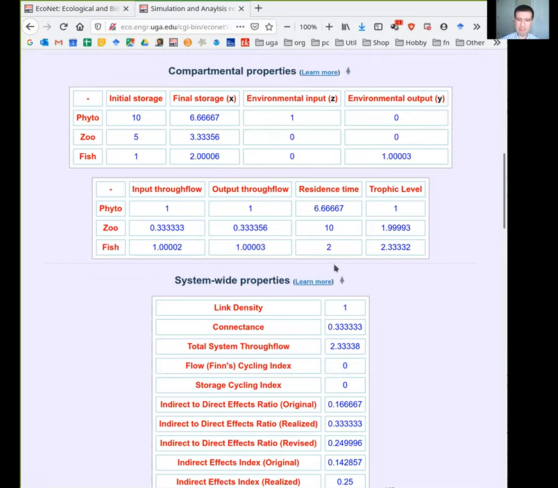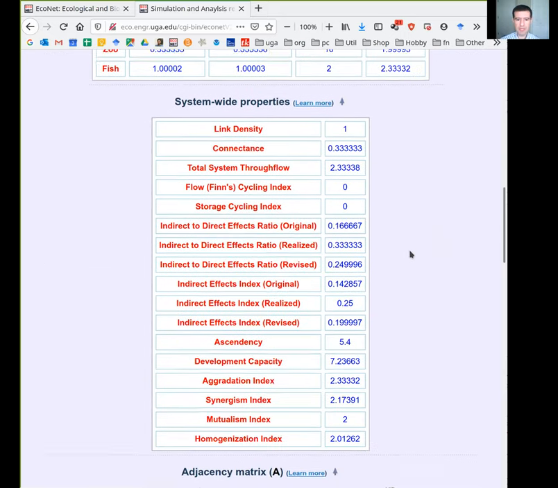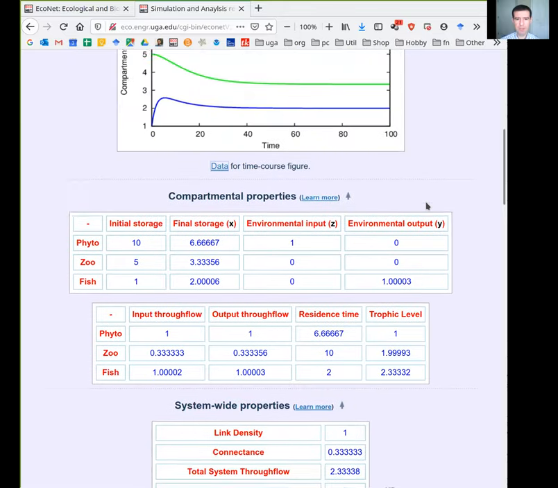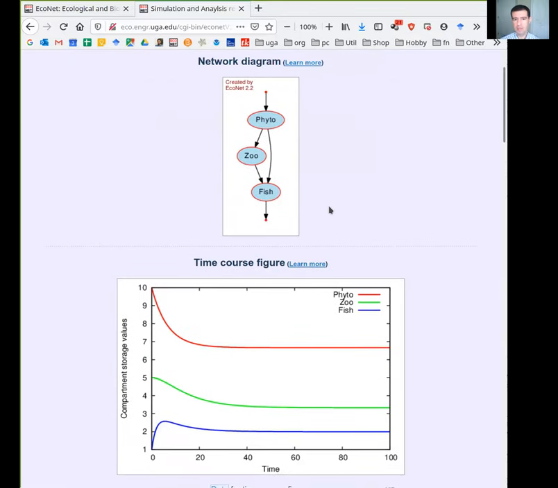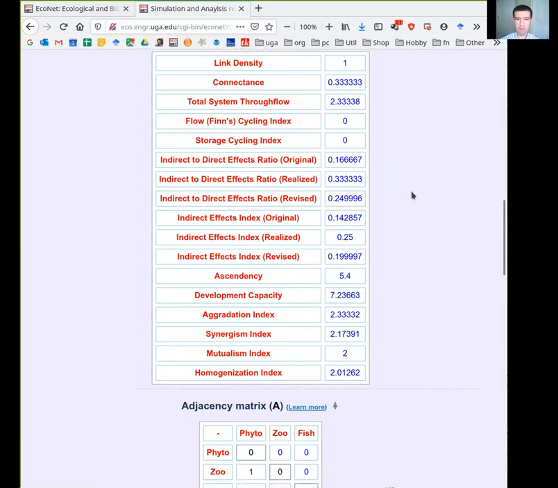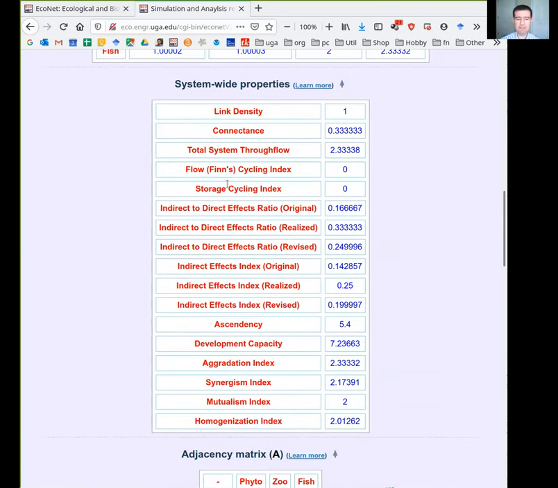Residence time is how much time the material spends in each compartment on average, and then there is the trophic level. You have some system-wide properties here. Of note is the cycling, and again, there is no cycling here. Take a look at the network diagram: nothing cycles, and hence that's equal to zero. But we can add some cycling to see what percentage of cycling there is in the system.